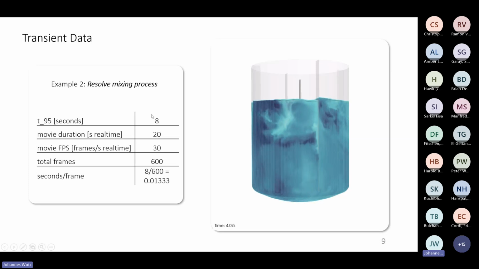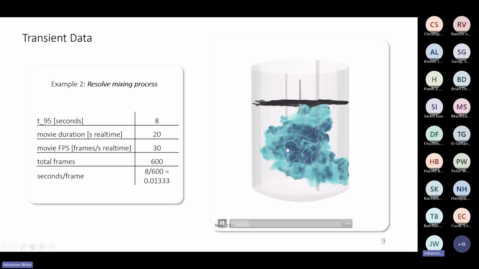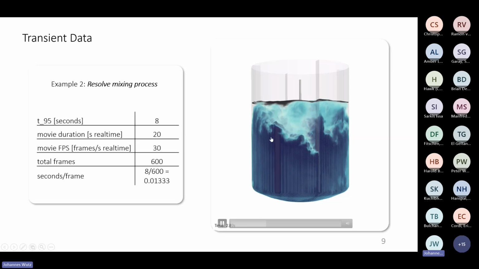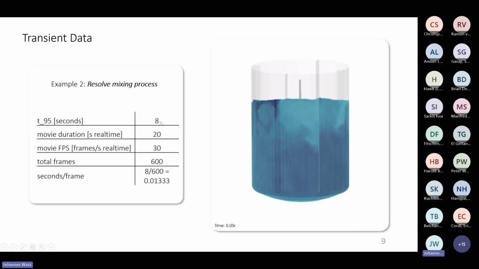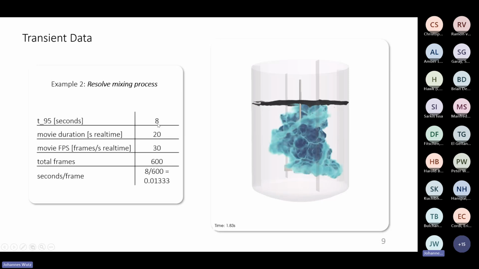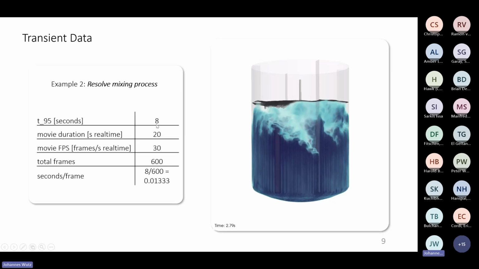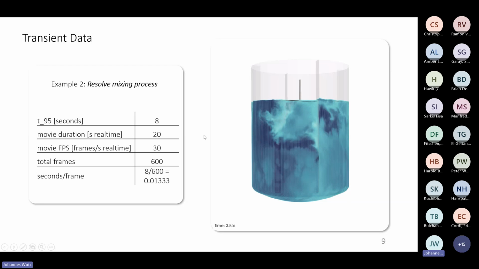So now I can just divide my 8-second process time by 600 total frames, and I'm getting an output frequency that will produce a smooth representation of the physics I'm looking at. Of course, usually you don't know this in advance, but if you're really going to make a very complex scene, you run your thing first, then you look at the output frequency, and then you rerun it to generate the data for the movie. That's usually what you do.